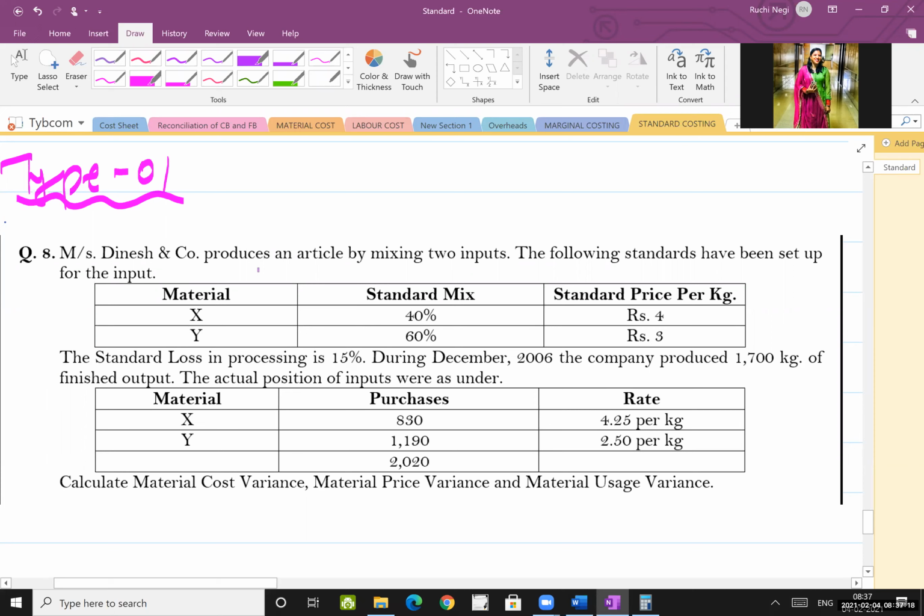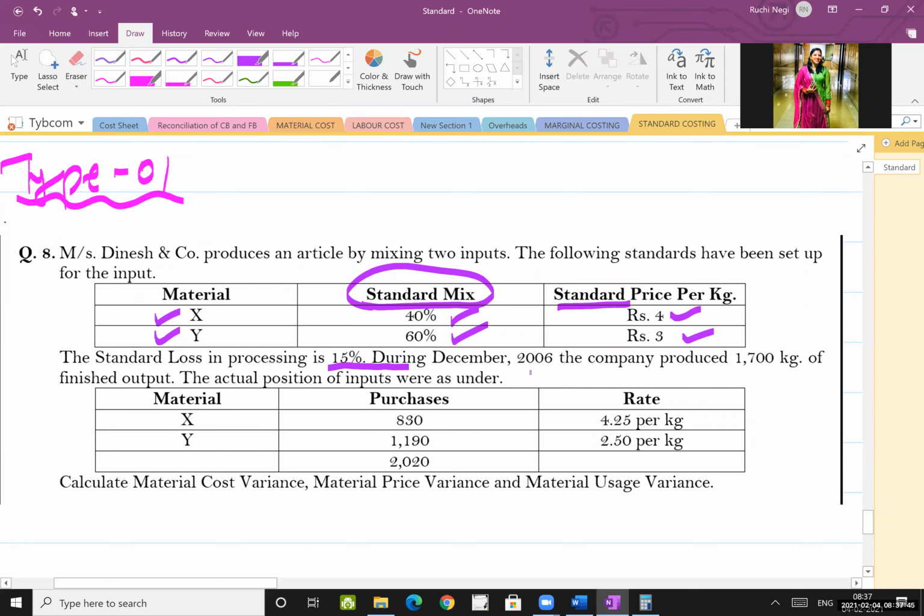Meaning two raw materials. So, raw material 1, raw material 2, X and Y. The following standards have been set up for the input. Take care, they are saying the standard mix. This is something new. Standard mix is 40% and 60% respectively. Standard price is given to you, 4 rupees and 3 rupees. The standard loss in processing is 15%.